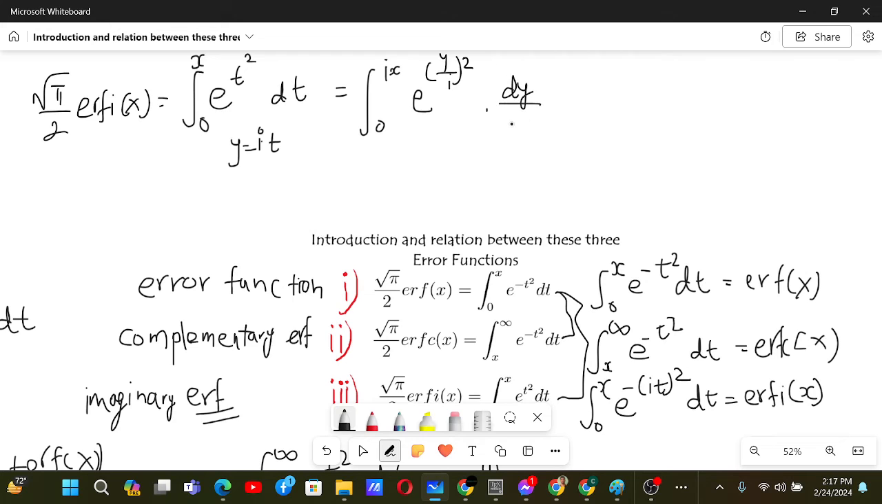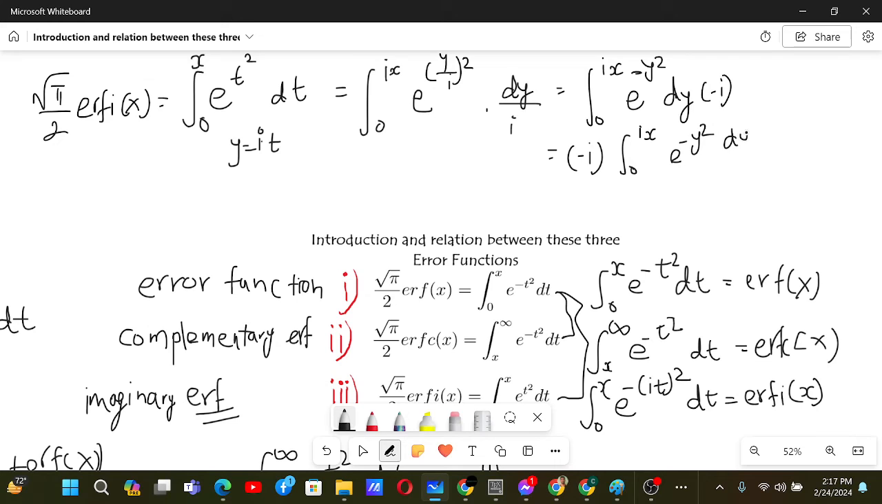over here. Now this will be the integral from 0 to ix of e to the power y squared by minus 1, so I can write minus 1 over here as well, and that will be dy. 1 by i is minus i. Now let me take minus i in the front. Now this is the integral from 0 to ix of e to the power minus y squared dy.